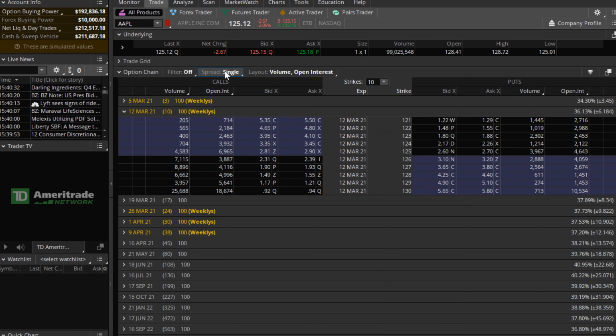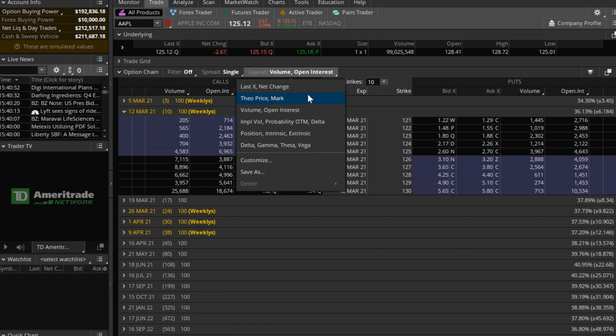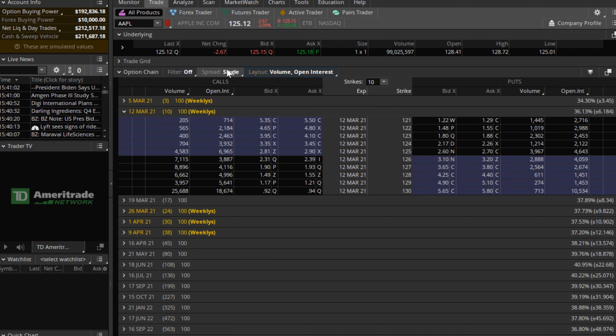So now that we took a look at the option chain and the different layouts that we have, these are for the most part the ones that I really like: delta, gamma, theta, and vega are helpful, and then volume and open interest always helps me as well.